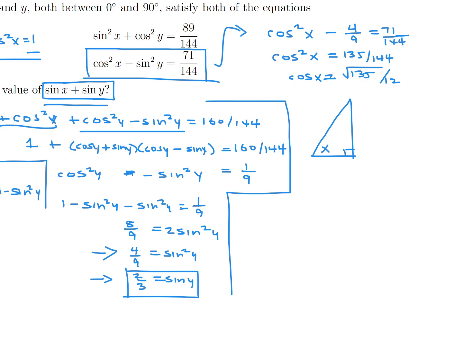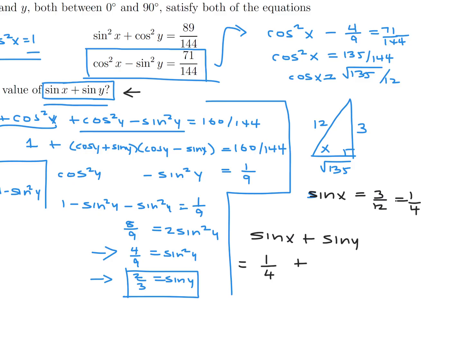And x, adjacent over hypotenuse. So this is square root of 135 over 12. Using Pythagoras, you can easily figure out the other side to be 3. Right? 9 plus, yeah. So therefore, the sine of x is 3 over 12, which is 1/4. And there we go, we got it. So sine of x plus the sine of y is basically 1/4 plus, we had it over here, 2/3, right? Yeah. So then adding these, 1/4 plus 2/3 is 11 over 12.